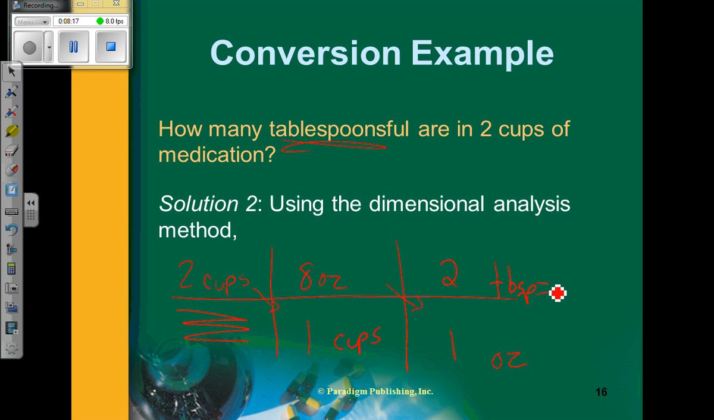Then all you do is multiply across. 2 times 8 times 2 is 32 over 1. The cups cancel each other out, you can cancel out ounces, and then you have tablespoons left. So we know this equals 32 divided by 1, which is 32 tablespoons.